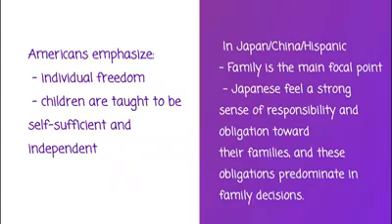Americans and non-Americans raise their family in very different ways. Americans emphasize individual freedom, where children are thought to be self-sufficient and independent, while in Japan, China, and Hispanic countries, family is the main focal point. The Japanese feel a strong sense of responsibility and obligation toward their families, and these obligations predominate the family decisions.